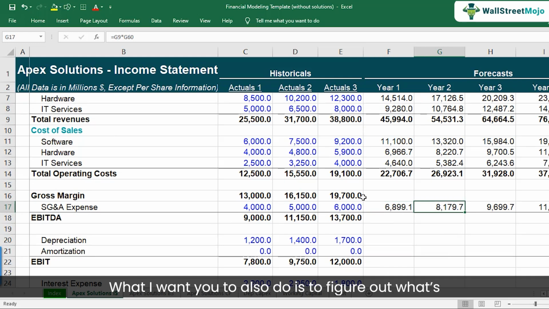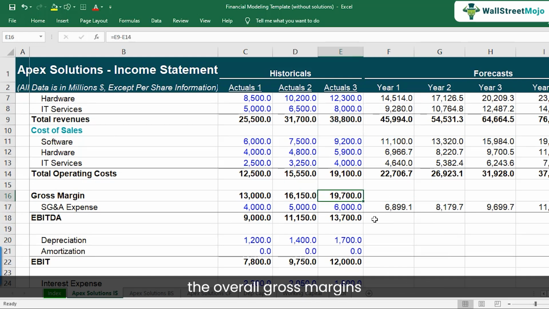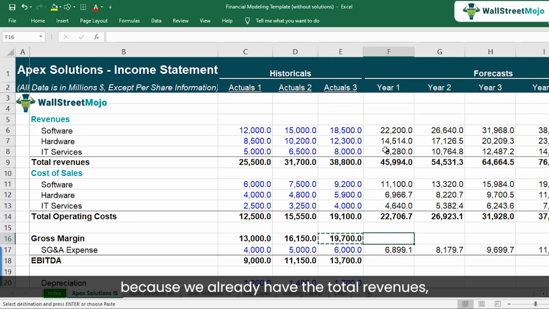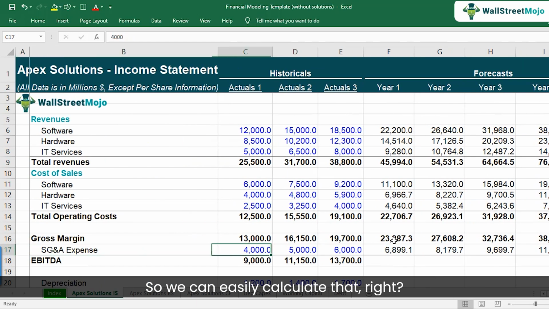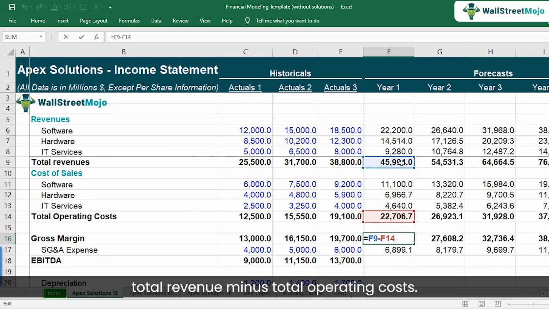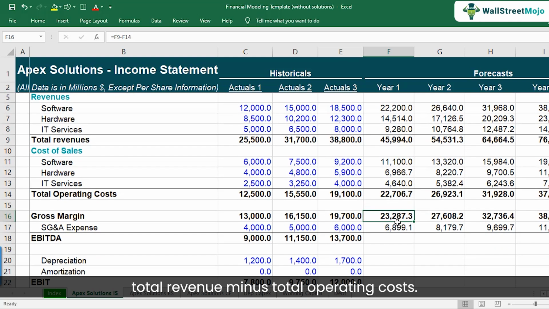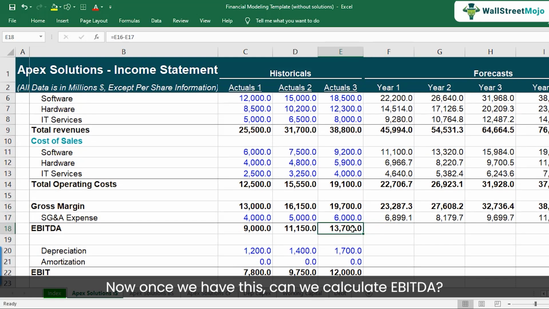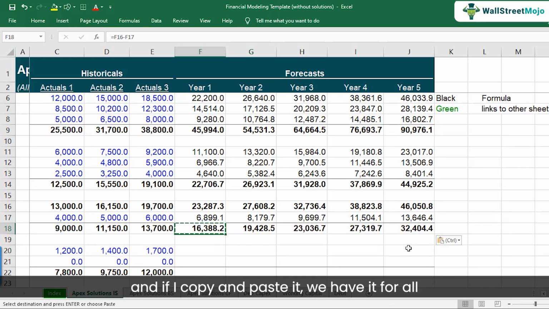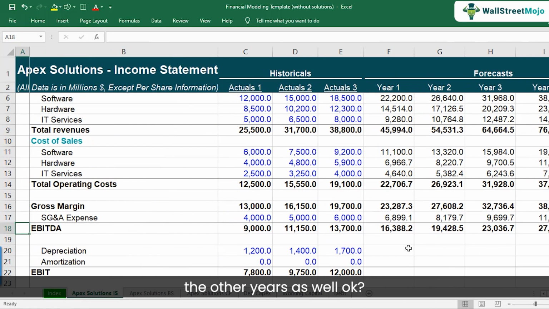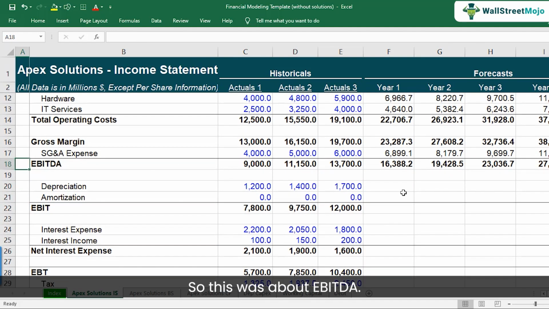What I want you to also do is to figure out the overall gross margins, because we already have the total revenues, we have the total cost, so we will have this number as total gross margins, right? So we can easily calculate that. It's just a formula, total revenue minus total operating costs. Now, once we have this, can we calculate EBITDA? We can easily calculate EBITDA because EBITDA is nothing but gross margins minus SG&A expense, right? So we have EBITDA for year 1, and if I copy and paste it, we have it for all the other years as well. Okay, so this was about EBITDA.